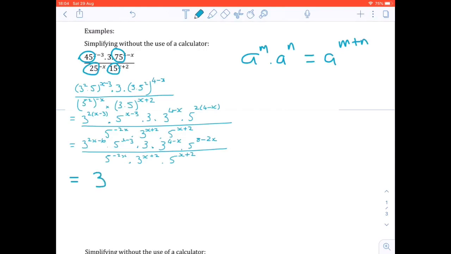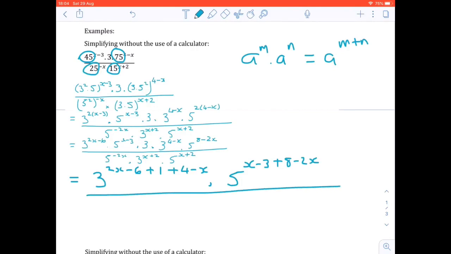So on the top we have 3 to the 2x minus 6 plus 1 plus 4 minus x, times, now we do the 5's, 5 to the x minus 3 plus 8 minus 2x. We'll do the same thing for the denominator, 3 to the x plus 2 times 5 to the negative 2x plus x plus 2.